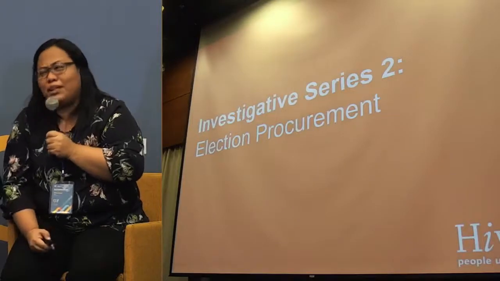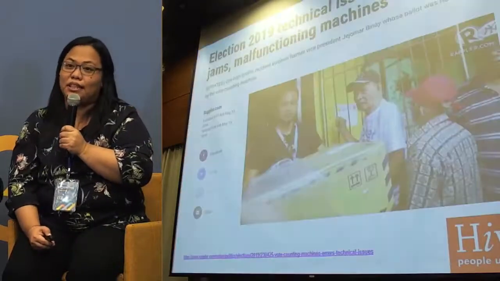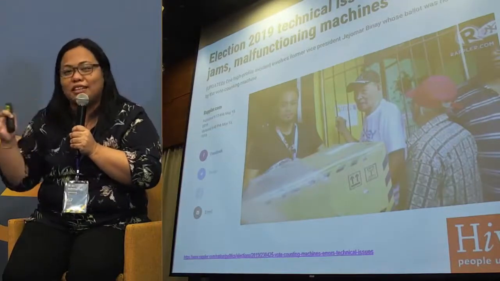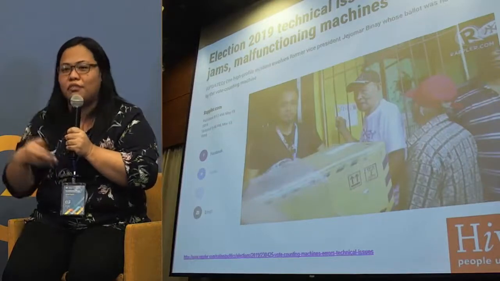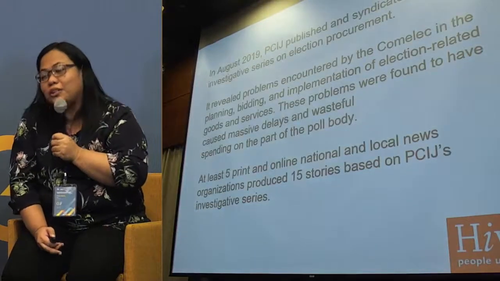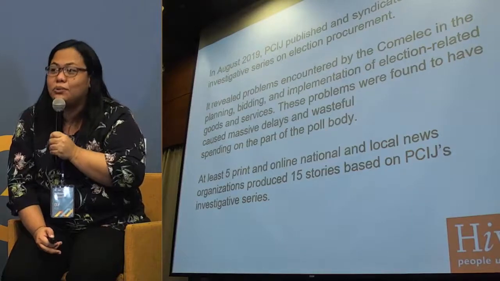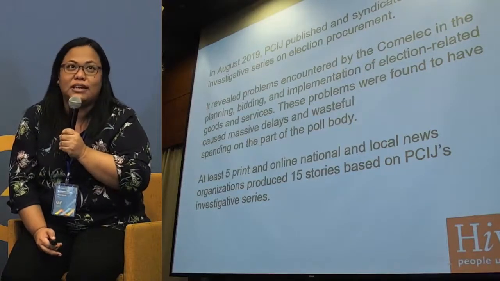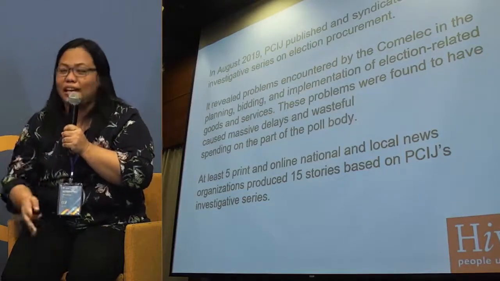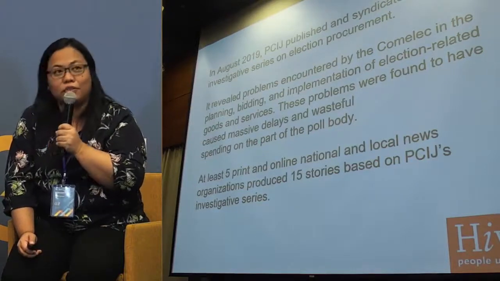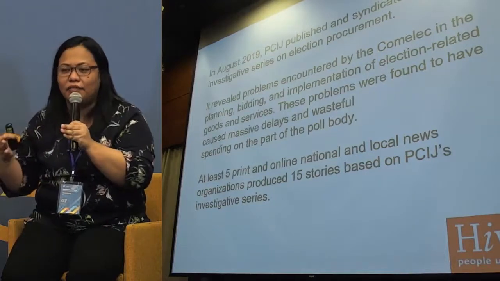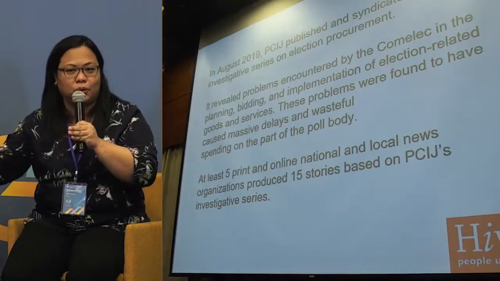Next was election procurement. We had our midterm elections in May 2019, this year, and there were a lot of problems in terms of technical difficulties, paper jams, malfunctioning machines, even SD cards that were really not usable at all. So they were also able to publish a 5-part series. And in doing so, they worked together with the Commission on Elections. And they were able to unearth that, again, a lot of massive delays and very wasteful spending on the part of the Commission on Elections. And this actually had a very negative impact when you look at how the elections were planned.